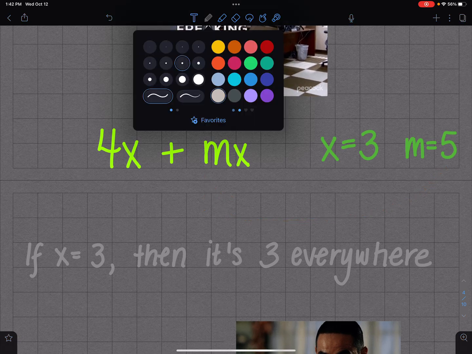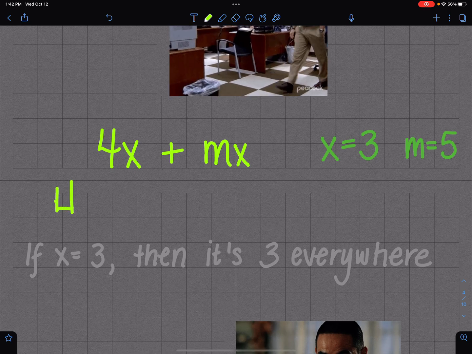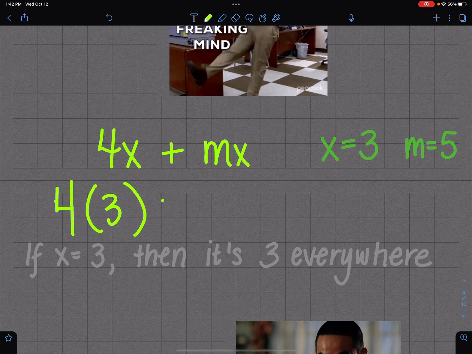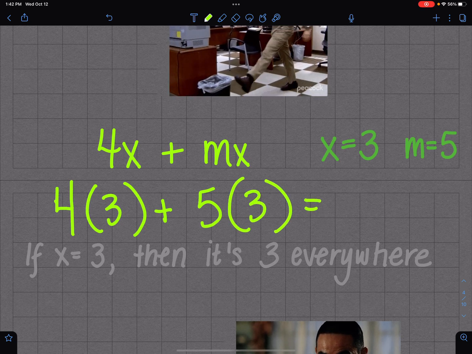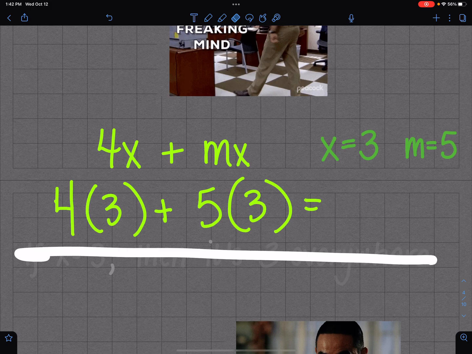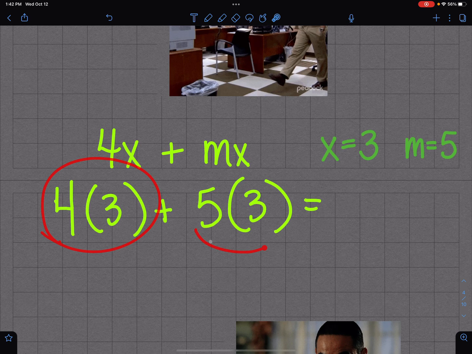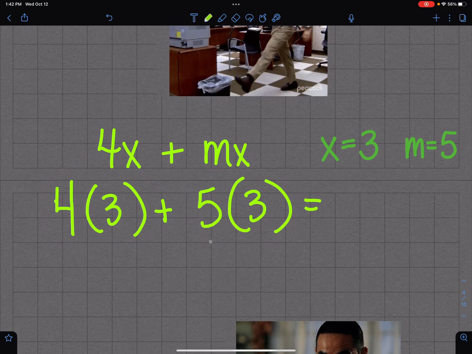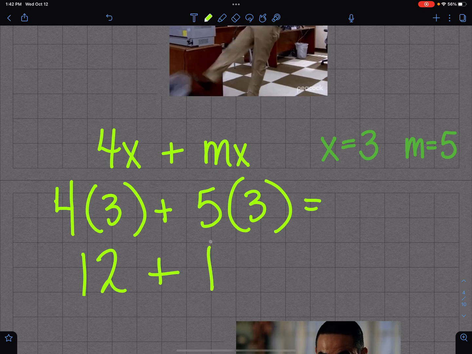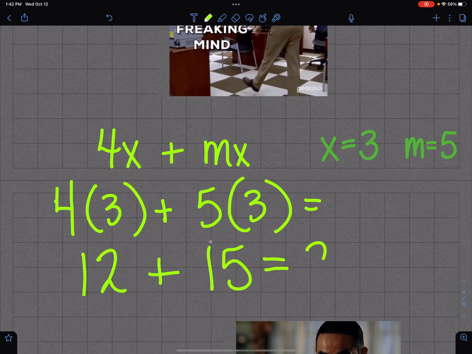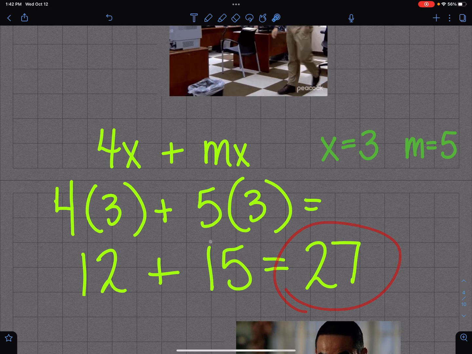So what this ends up looking like is this: 4 times 3 plus 5 times 3. Then we have to do order of operations. Okay, so we're going to do one expression at a time. The multiplication we do first. 4 times 3 is going to be 12. 5 times 3 is going to be 15. We add that together and we get 27. And that's the answer.